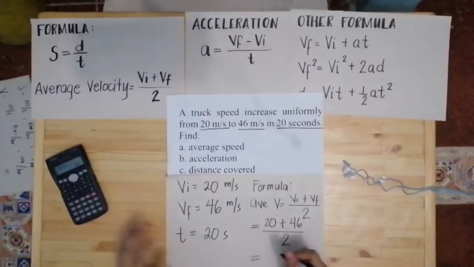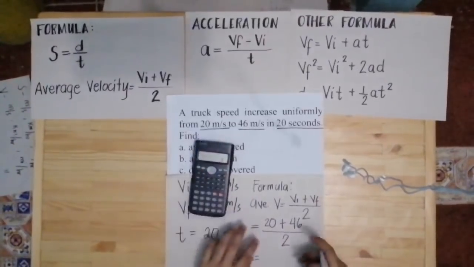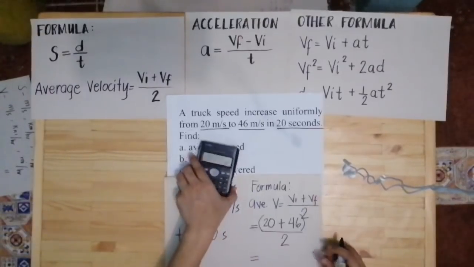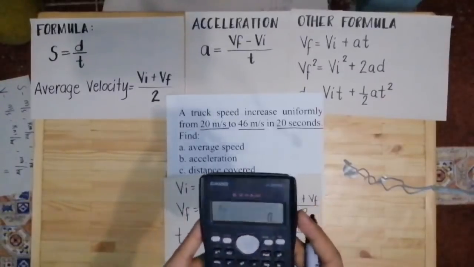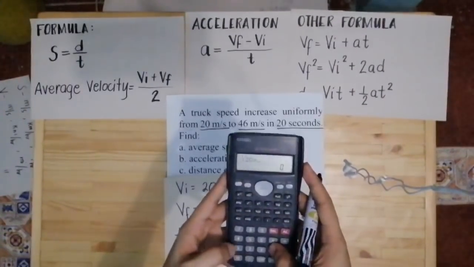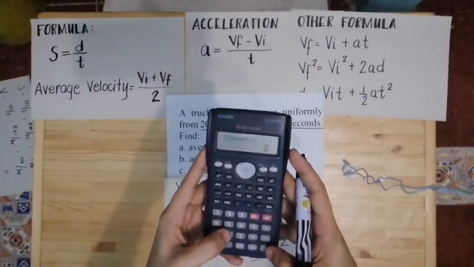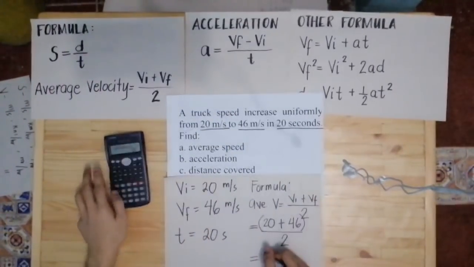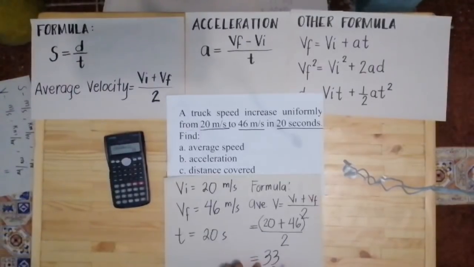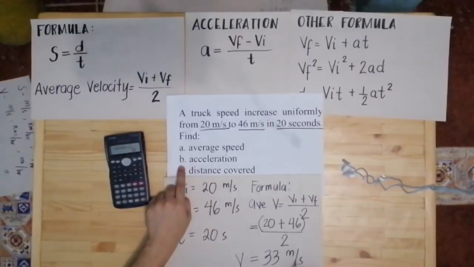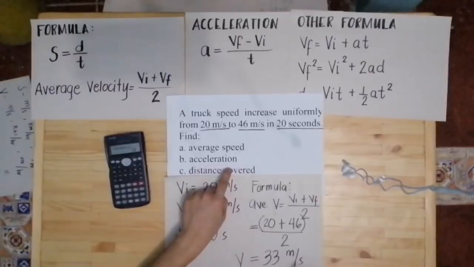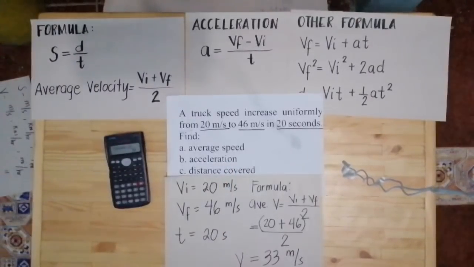Okay, so, i-compute natin yan. So, pag nilagay sa calculator to, lagay nyo ng parenthesis to, yung taas. So, lagay natin parenthesis, 20 plus 46, close parenthesis, then divided by 2. The answer is 33. Since ito yung average velocity, yan ay velocity pa rin naman, ang unit na ilalagay mo ay meter per second. So that is the answer for letter A. What about letter B? Ang pinapahanap, acceleration. So let's have another sheet of paper.